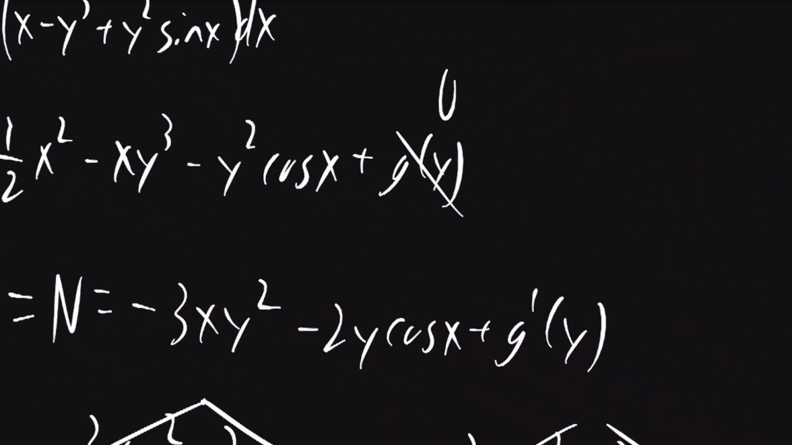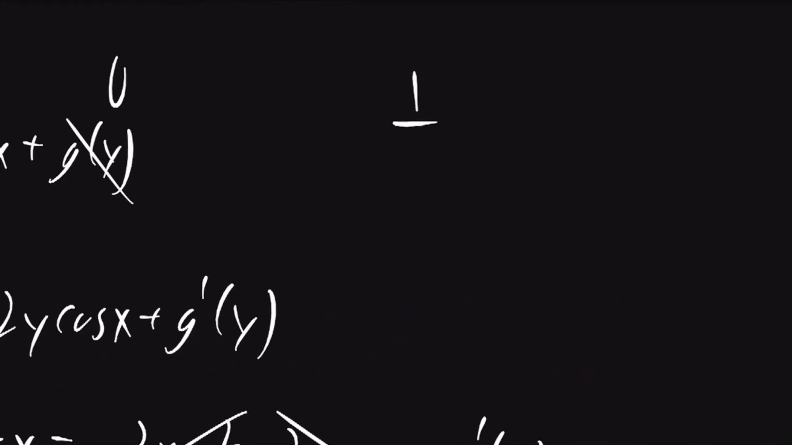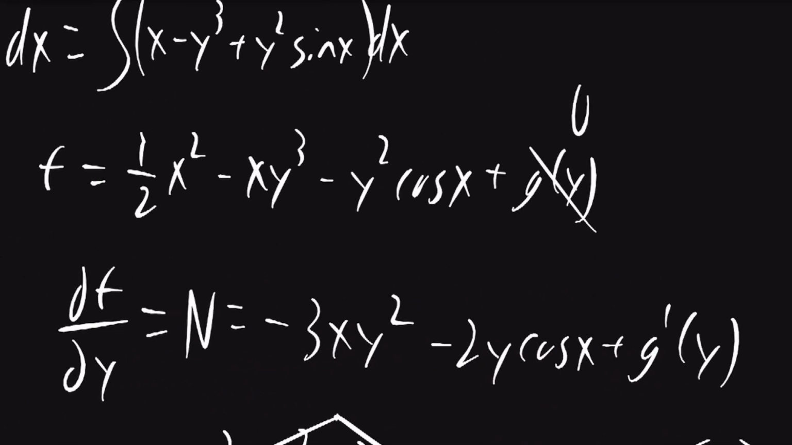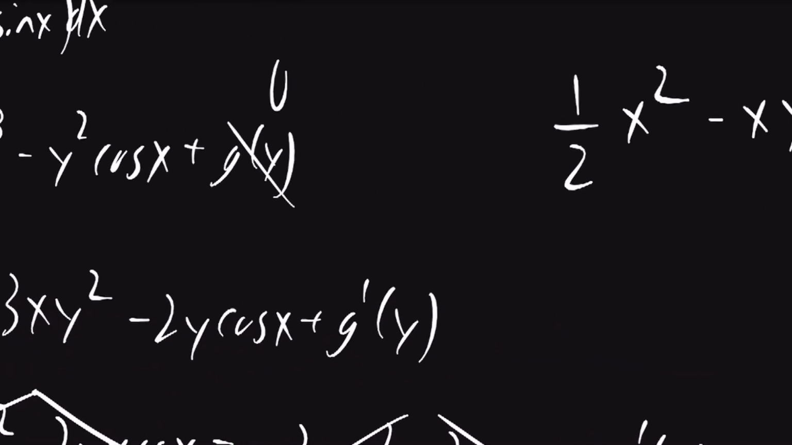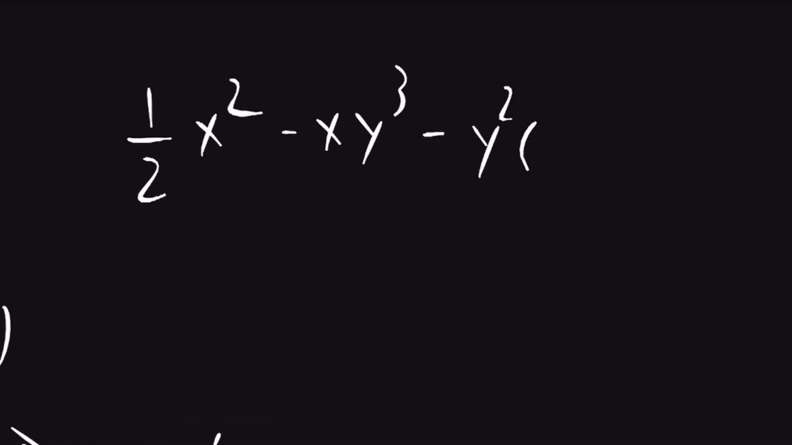This g of y will be 0, so we can write it as 1/2 x squared minus xy cubed minus y squared cosine x is equal to C. And that is our final answer.